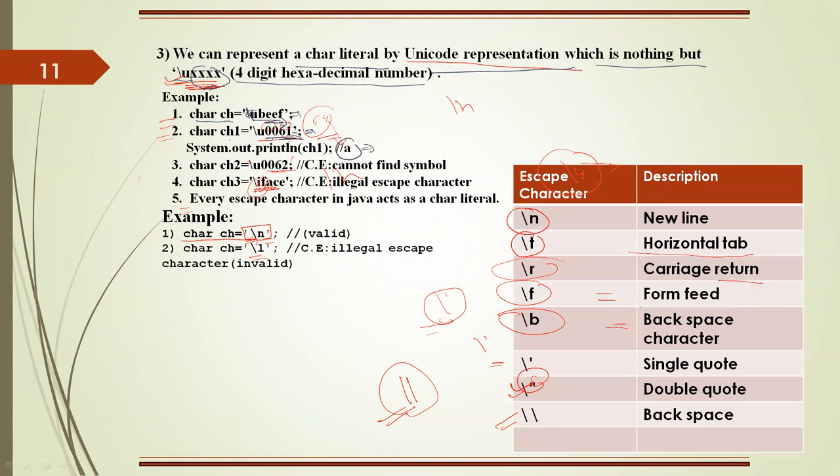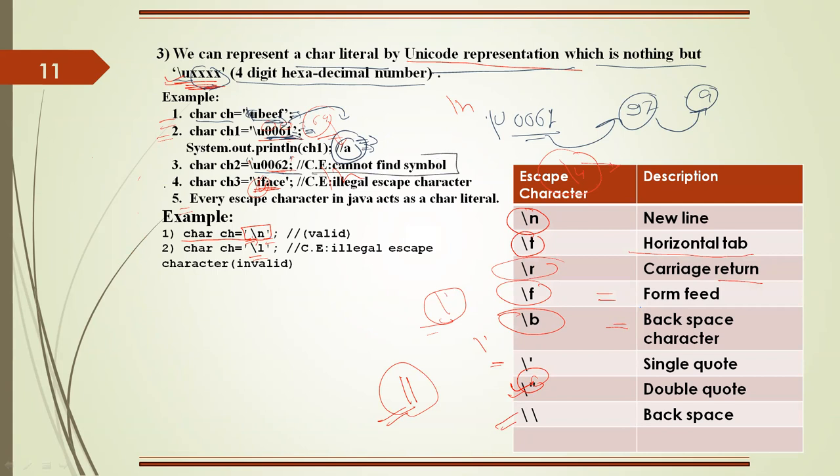When printing ch, it will convert \u0061. The 61 is converted into a value, like 97, I think. In Unicode, 97 is A, so that's why A is printing here. Here you can see the second example with \u02, it gives cannot find symbol. Why? Because you are not taking single quotes. If you take single quotes around it, then it does not give an error.